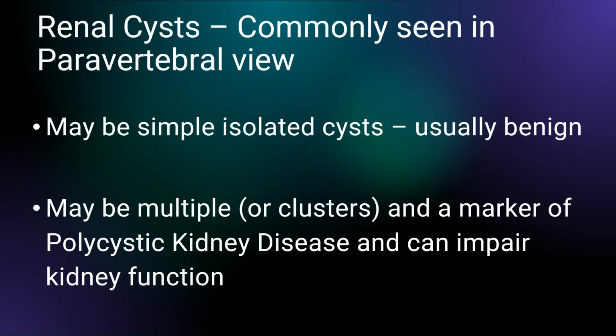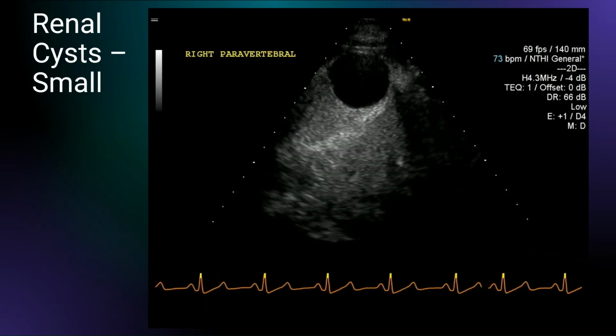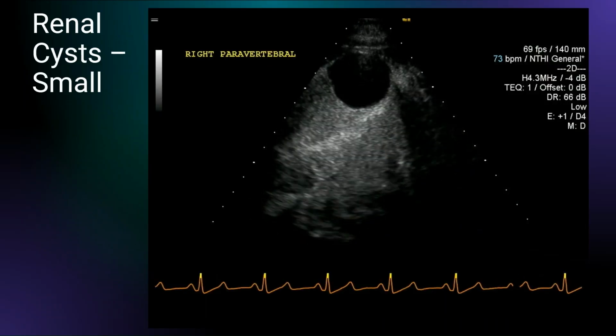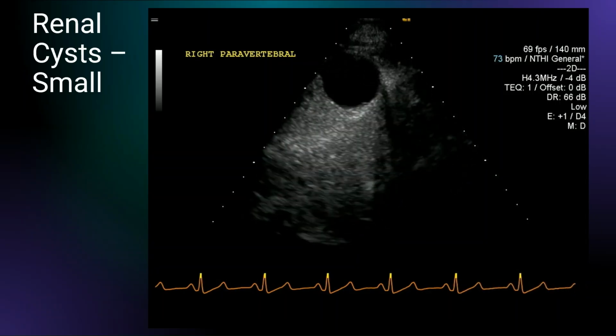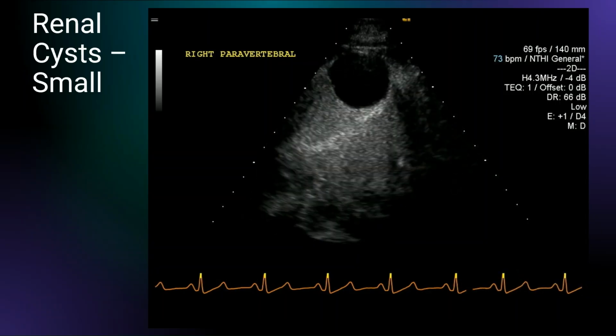And so one of the things we can often see from the back as well when we're looking for these effusions can be renal cysts. They can be isolated or they can be multiple, such as with polycystic kidney disease, which can be associated with impaired liver function. And so they can just be simple, isolated and small. So this one here is only 2 to 3 centimetres in size, not very big.